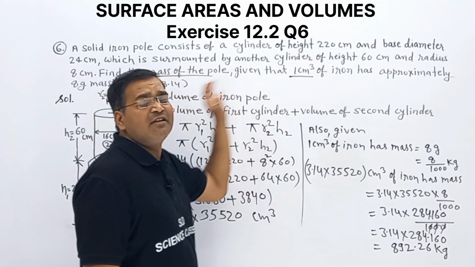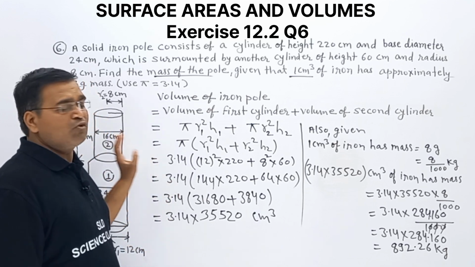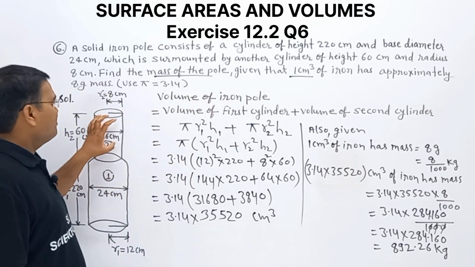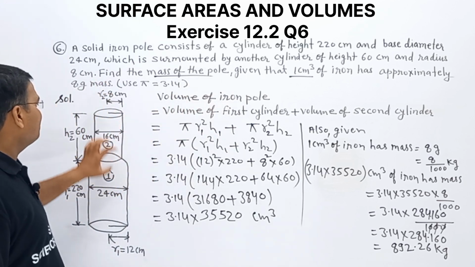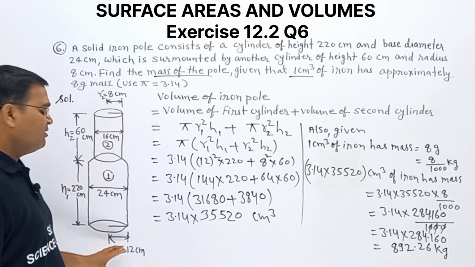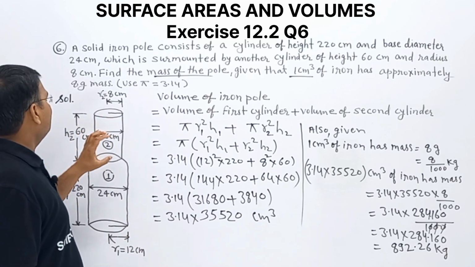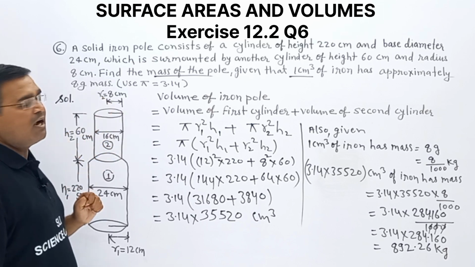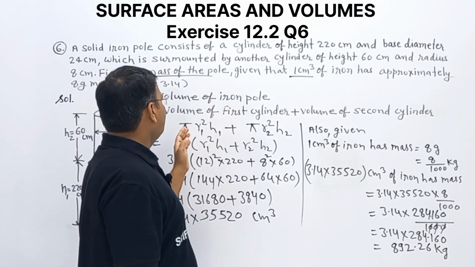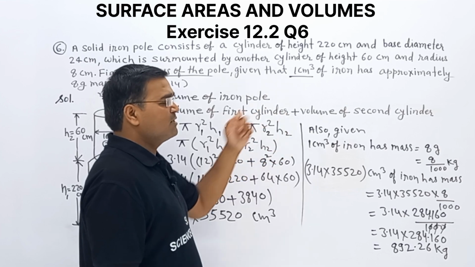It means we want to find the volume of this solid iron pole. So the volume of the iron pole will be volume of the first cylinder plus volume of the second cylinder. This one I am taking as the first, this one is the second. First cylinder height H1 is 220 centimeter, R1 is 12 centimeters. Second cylinder height is H2 equal to 60 centimeter, and base radius is R2 equal to 8 centimeter. Now we know well the formula of the volume of a cylinder, pi R square H. For the first, pi R1 square H1 plus pi R2 square H2 for the second cylinder.